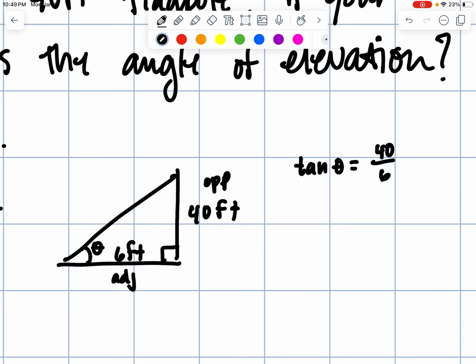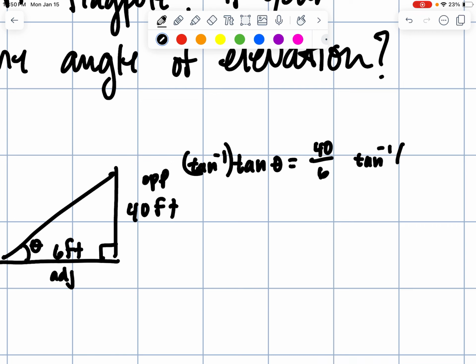Now, if you remember from inverse trig in our last lesson, we need to get the theta by itself, because we need to solve for the angle. So we need to do inverse trig. Anytime we're solving for an angle, we use inverse trig. So we do inverse tangent, open the parentheses, close the parentheses, throw this fraction in there. Inverse tangent and tangent cancel.